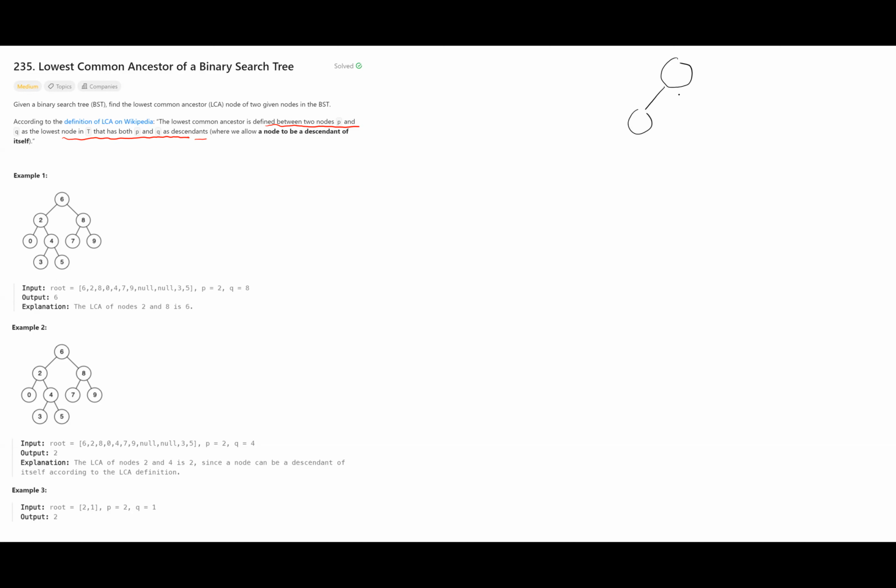Suppose this is a binary search tree. This is node A, this is B, this is C, this is P, this is Q. If someone asks what is the lowest common ancestor of P and Q, then you see B is the common ancestor of P and Q. So B is the answer.